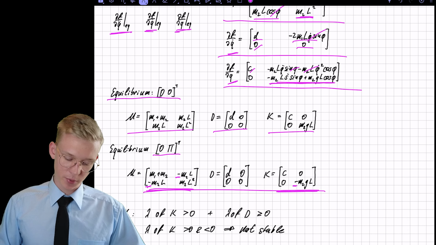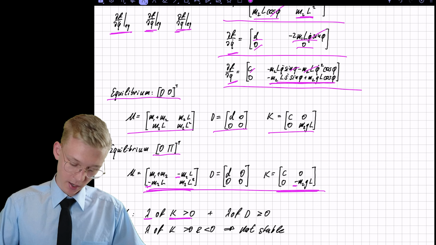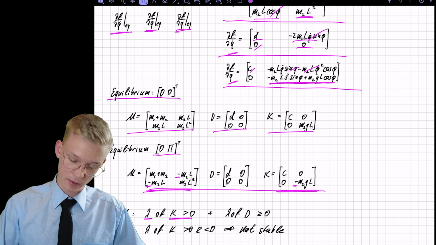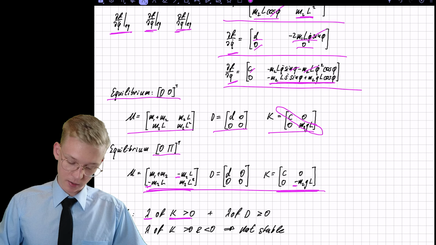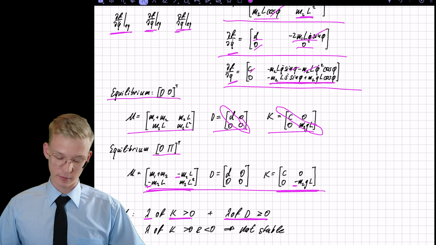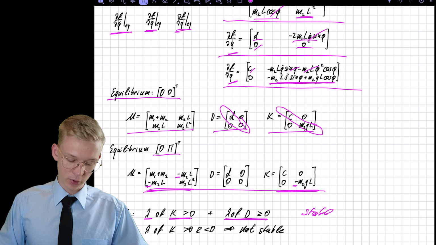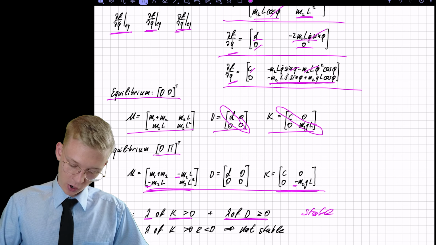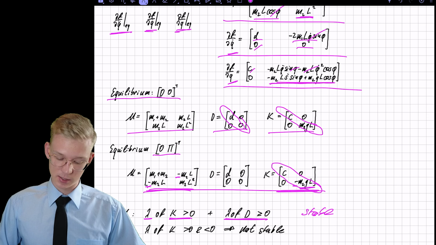So in equilibrium position 1, we have a lambda that is k. The eigenvalues of the matrix K are positive, and the eigenvalues of D are also 0 or positive. So this position 1 is stable. If we look at position 2, we already see that the eigenvalues are negative. So they are larger than 0 and smaller than 0, negative. So this is not stable.